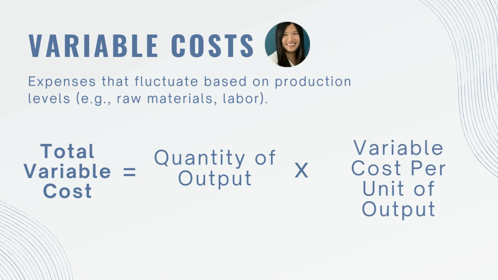So, what are variable costs? These are expenses that fluctuate based on production levels, such as raw materials or labor. The formula for total variable cost is quantity of output times the variable cost per unit of output. The total variable cost is the total amount of variable expenses incurred at a specific level of production, while the quantity of output is the number of units of goods or services produced, and the variable cost per unit of output is the cost of variable resources required to produce one unit of the product or service.